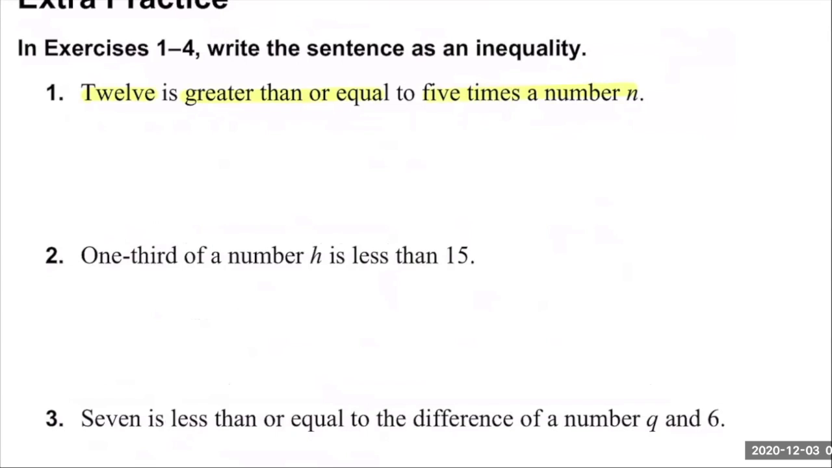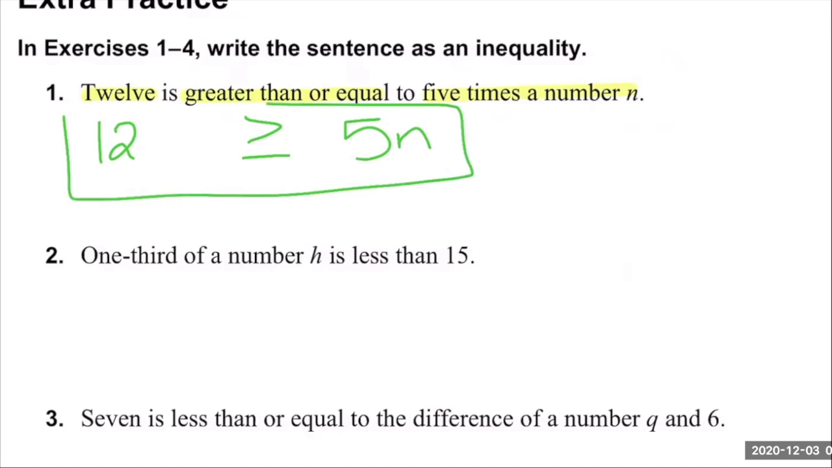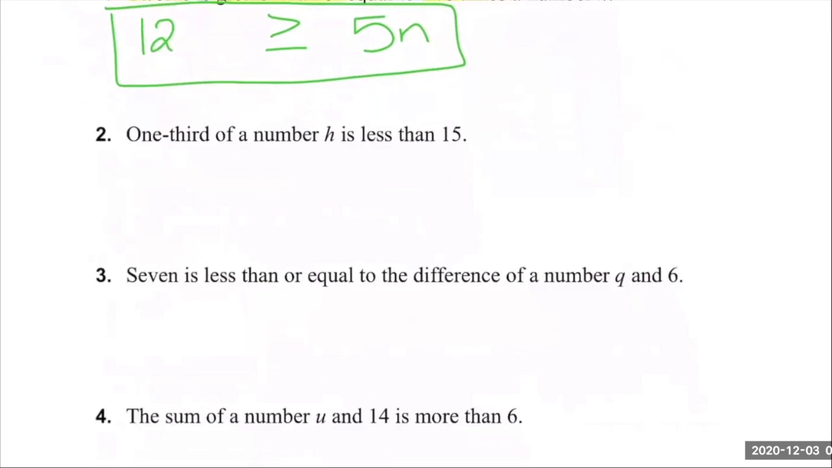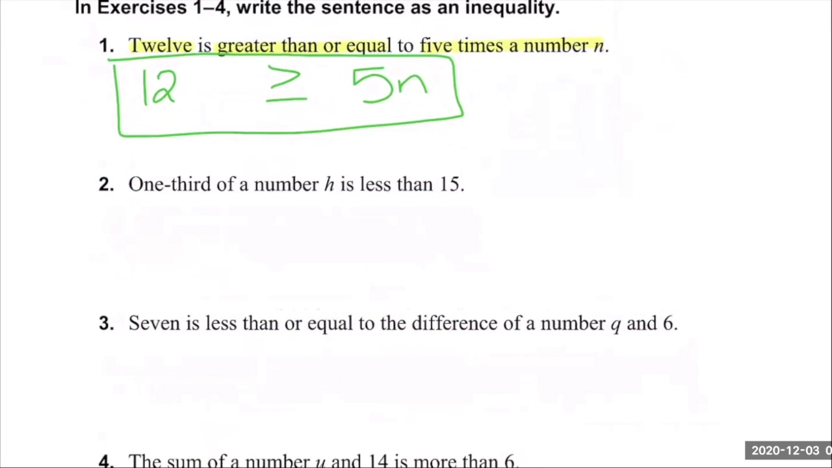So as you can see, I already went through and I highlighted the things that stood out to me, because I know 12, well, that's a number. So that's pretty important. Greater than or equal to, well, it literally told me what inequality symbol to use. And then 5 times a number n. So with multiplication, remember, you don't have to put the symbol. And so then that would be my inequality. And so let's do number 2 together and then pause for 3 and 4.